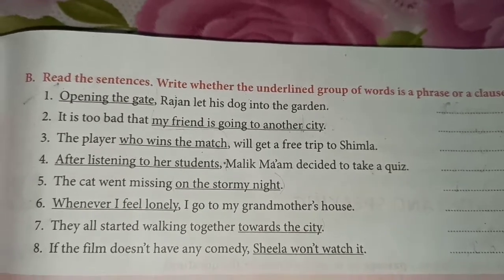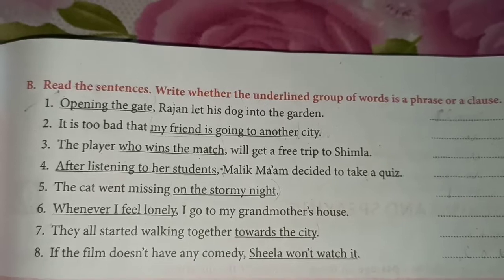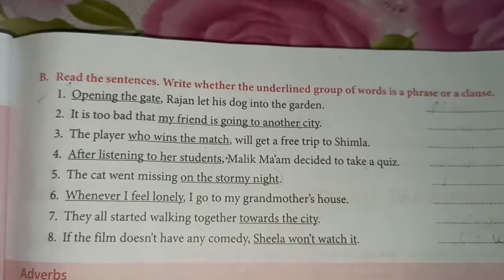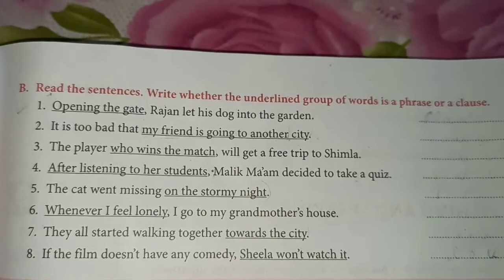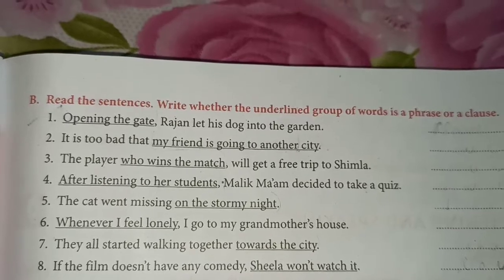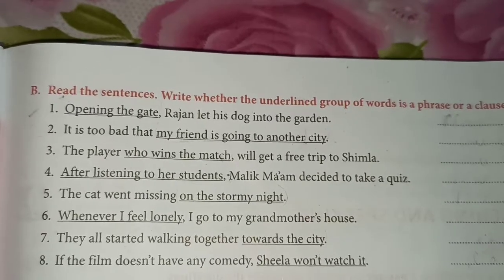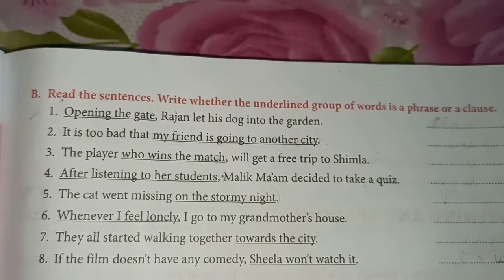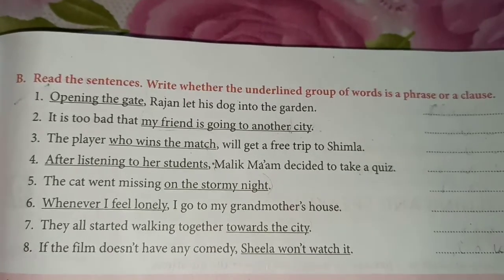The next one is, it is too bad that my friend is going to another city. My friend is going to another city is a clause because it has a verb that is going, and a subject that is my friend. It also has a predicate that is going to another city. It can be considered a sentence within itself, hence it is a clause.